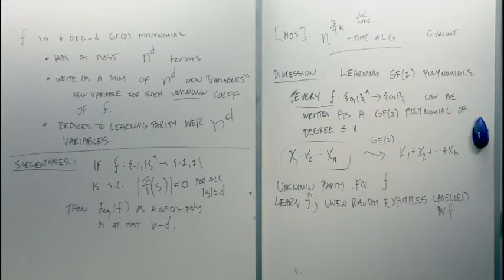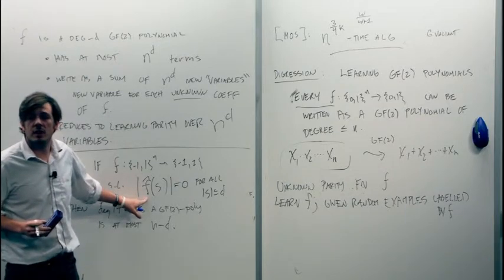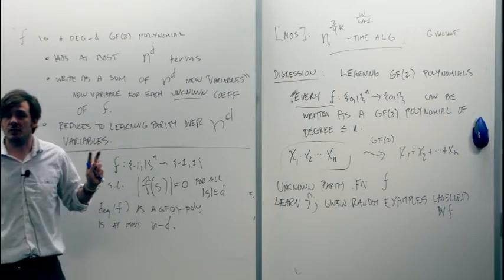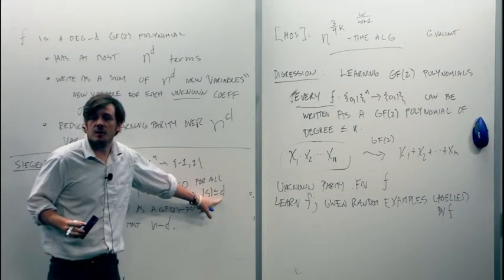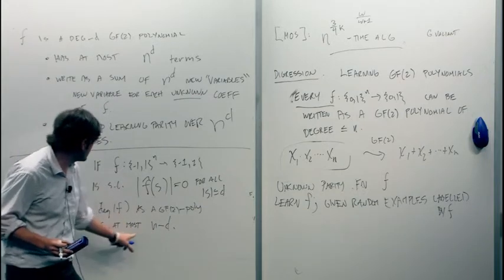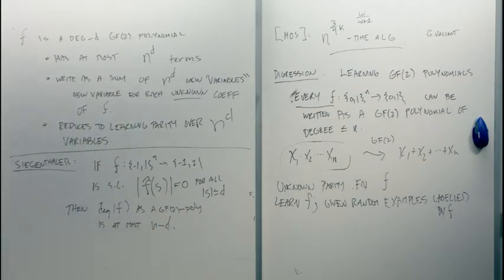Sorry, I'm confused. So the degree is... If it's a parity function, then its Fourier polynomial viewed as a real polynomial is 0 for all s less than or equal to n minus 1. Right. So then this becomes degree n minus 1. It's a degree 1 GF2 polynomial.